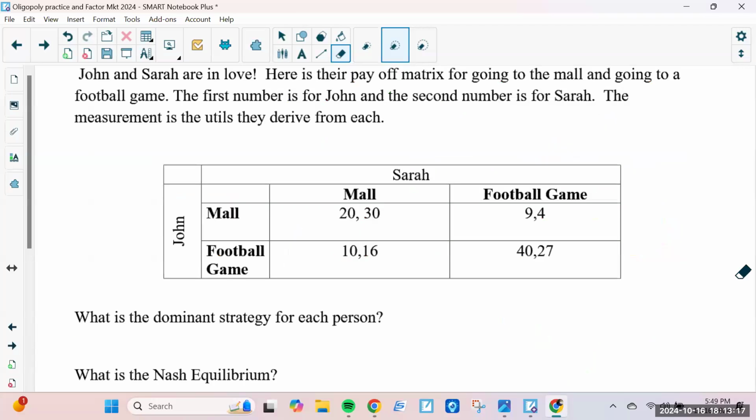Okay, the other one I gave you, moving on, was Sarah and John. Sarah and John are in love, and this is their payoff matrix. This one's just an interesting one. I don't know if they would ever throw anything like this on the AP exam, but it's definitely fair game.